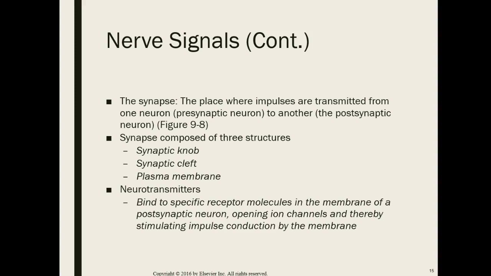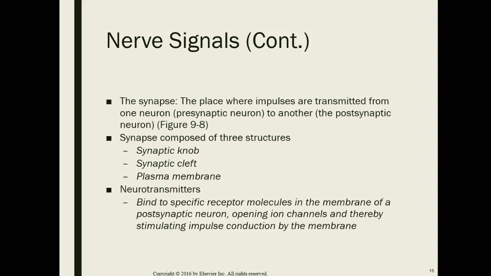So the synapse is going to be the place where the impulse is transmitted from one neuron to another. The neuron before the synapse is called the presynaptic neuron, and the one after is the postsynaptic. So every synapse is going to have 3 different structures: the synaptic knob, the synaptic cleft, and then the plasma membrane.